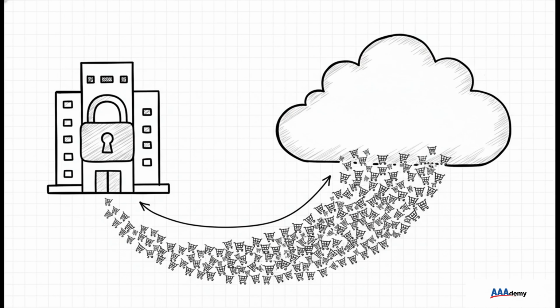Let's make this real. Imagine an e-commerce company. They absolutely have to keep their customer data secure on-premises to meet compliance rules. But during the holiday season, their website traffic just explodes. A hybrid model lets them use cloud resources to handle that massive surge, paying only for the extra power they need, all without compromising their core security. It's the best of both worlds.